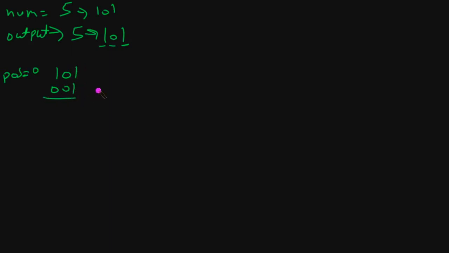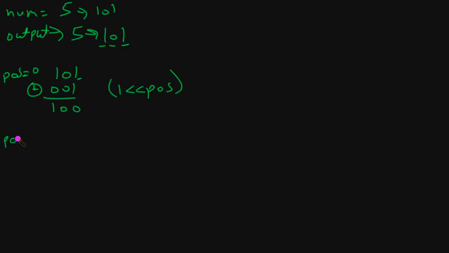So to get this number, simply we can write 1 shifted by position. So if we write 1 shifted by 0, this will be our number. And if we XOR it, then it will flip this bit only. So it will be 1, 0, 0.